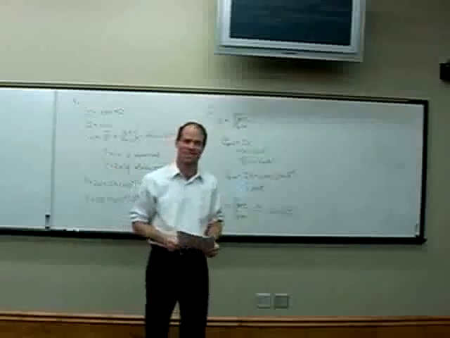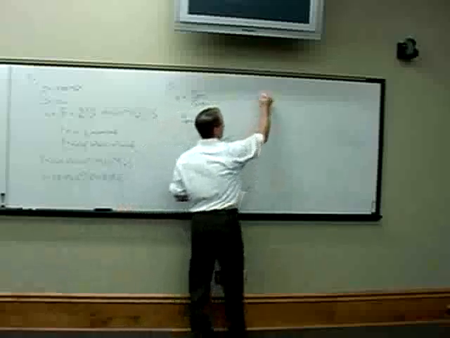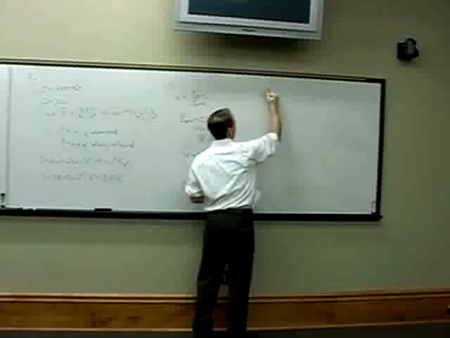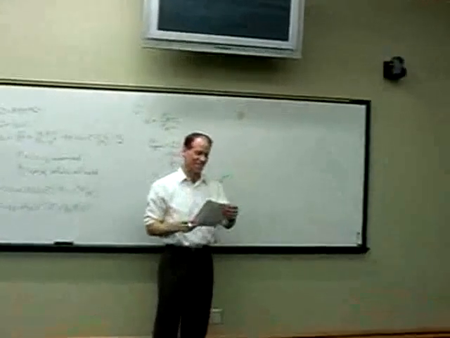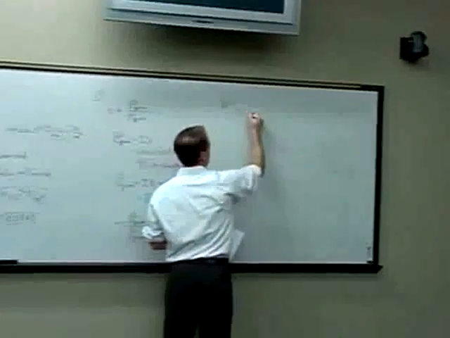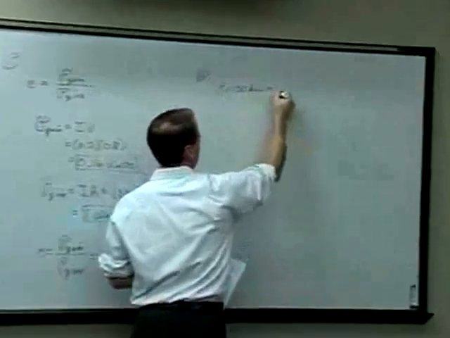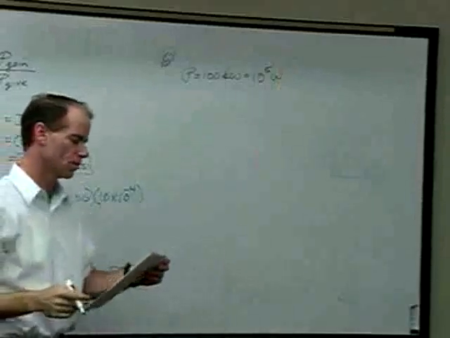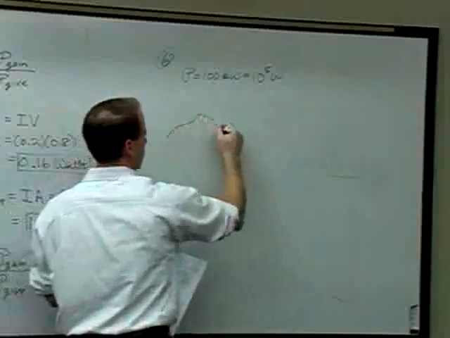Problem number 6. A 100 kilowatt radio station emits electromagnetic waves in all directions from an antenna on top of a mountain. What is the intensity of the signal at a distance of 10 kilometers? All right, so we have the power is 100 kilowatts. So that's going to be 10 to the 5 watts. And we have a radio station on the top of a mountain.